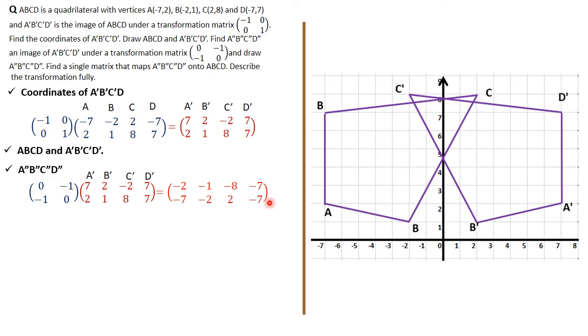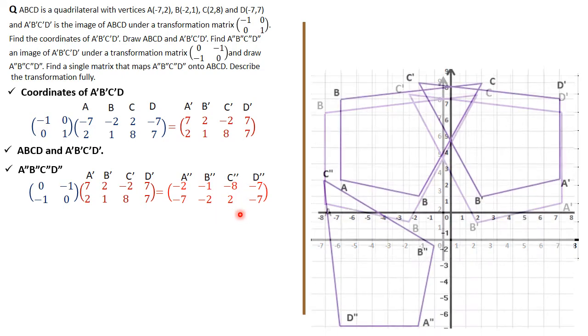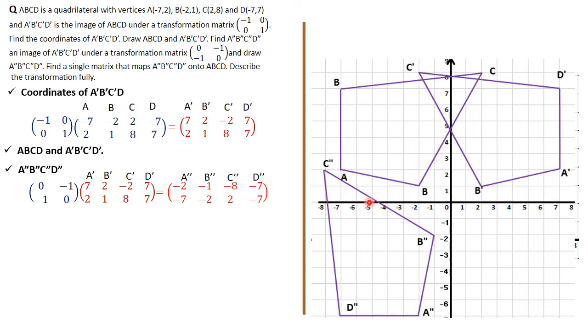The next thing we're told to do there is draw that image. We have the coordinates of the second image, and so if we draw that, we're going to have it there, and it's this one here. We have A double prime, B double prime, C double prime, D double prime. I've drawn the three of them so that you can see what's happening.